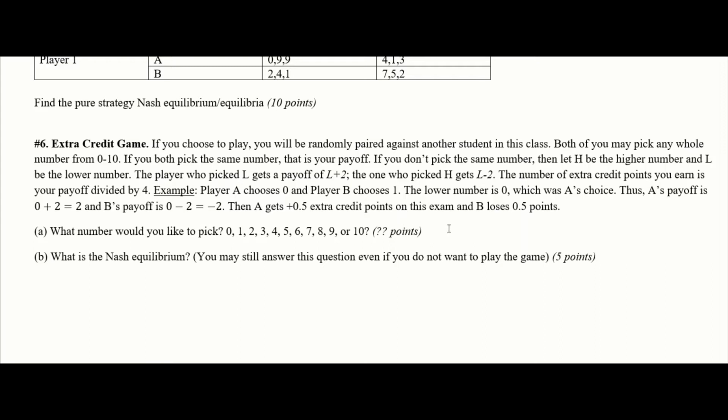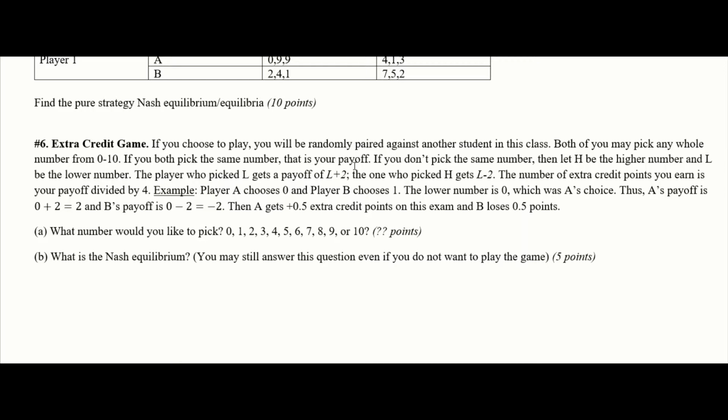If you pick the same number, then that number is your payoff. So if you both picked 8, for example, each of you get 8. If you pick different numbers, then let's say H is the higher number and L is the lower number. The player who picks the lower number gets L plus 2. The one who picks the higher number gets L minus 2.